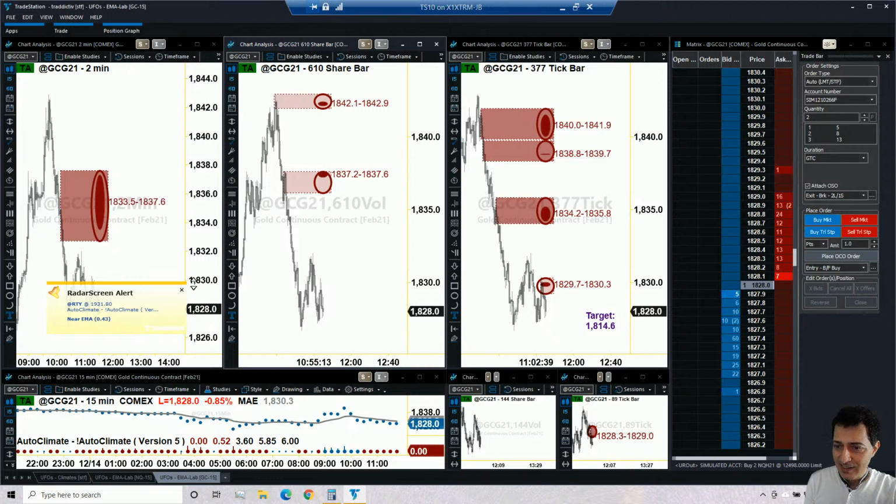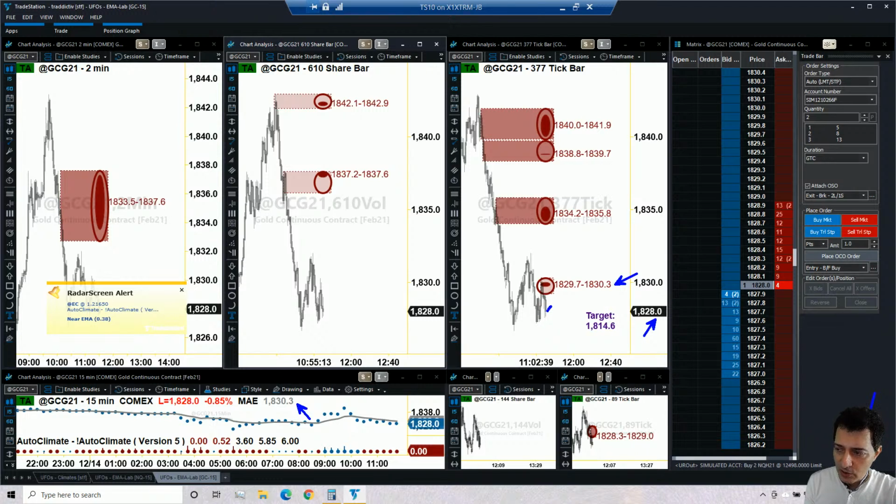Okay, guys, we just got an update on the AutoClimate. I was expecting this trade to work, but it's not going to work because, let me freeze the screen. Notice how the EMA now, after we updated, it's 11:30 a.m. in New York. The EMA is 1830.3, which is lining up exactly where the stop is, and the current price of gold is 1828.